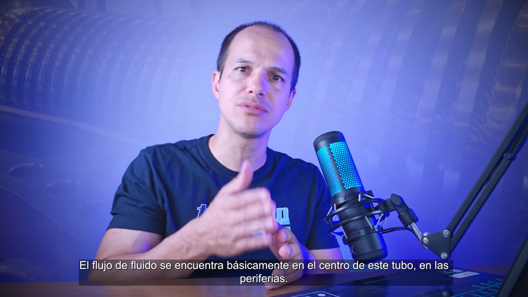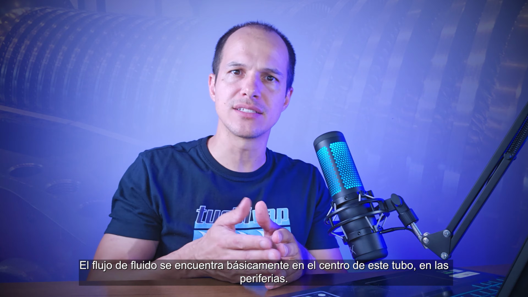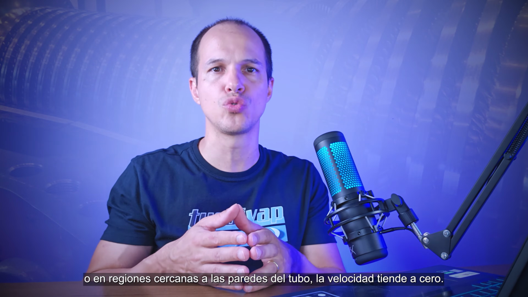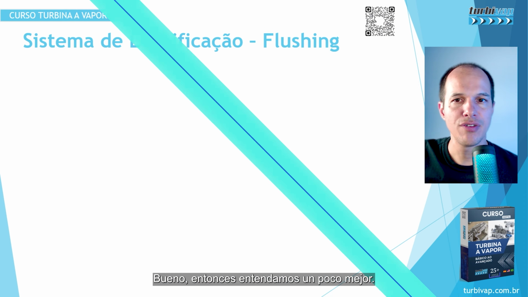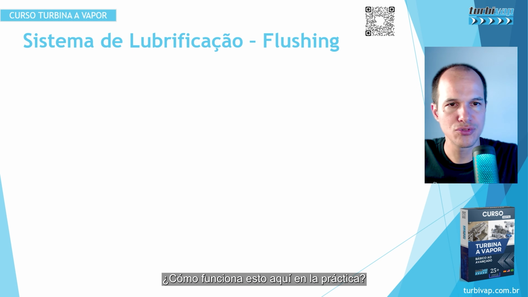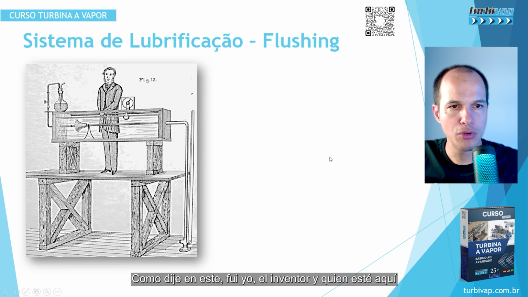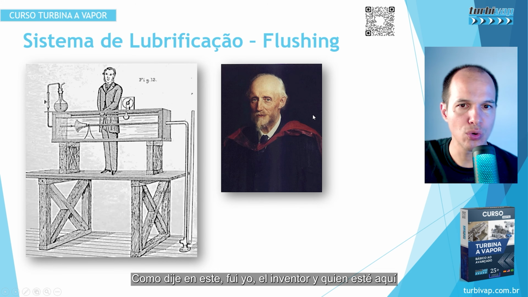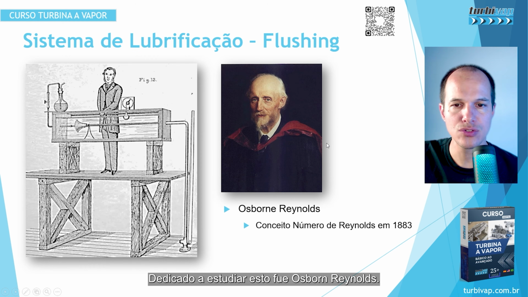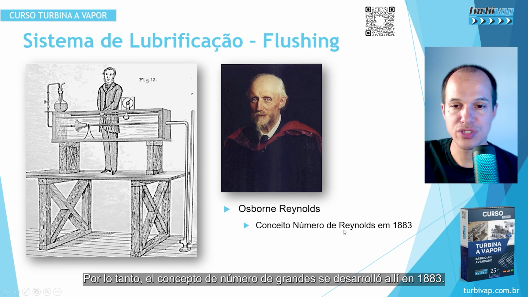Focusing here and introducing the general concept of flushing in turbomachinery, as a way of illustrating the high-speed flow mentioned. Let's understand a basic concept of fluid mechanics. Inside a typical tube, the fluid flow is basically in the center of the tube, while on the peripheries, in regions close to the tube walls, the speed tends to 0.